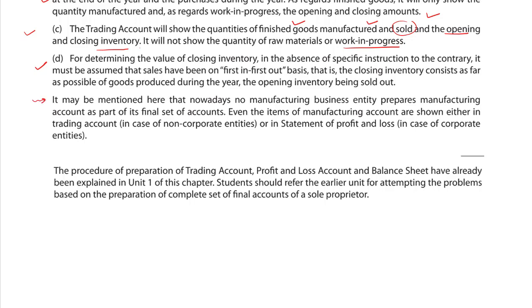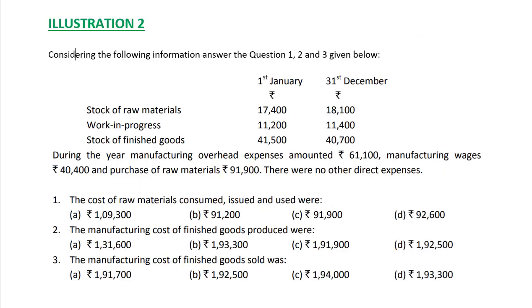It may be mentioned here that nowadays no manufacturing business entity prepares a manufacturing account as a part of the final set of accounts. Even the items of the manufacturing account are shown either in the trading account in case of non-corporate entities or in the statement of profit and loss in case of corporate entities. The procedure for preparation of trading account, profit and loss account, and balance sheet has already been explained in Unit 1 of this chapter. Students should refer to the earlier unit when attempting problems based on the preparation of a complete set of final accounts of a sole proprietor. I believe you understood.